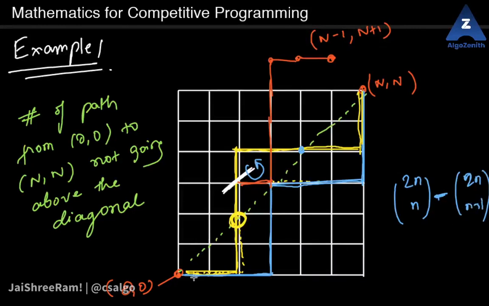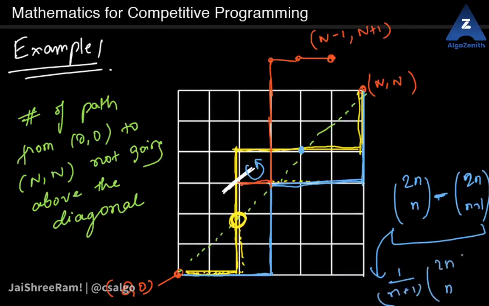Since there are n minus 1 right moves and n plus 1 up moves to be made, out of the 2n moves, which of the moves are the right moves? That governs the number of ways to reach n minus 1, n plus 1, and that's how we get this particular formula. And if we resolve this expression, it comes out to be 1 by n plus 1 times 2n choose n.